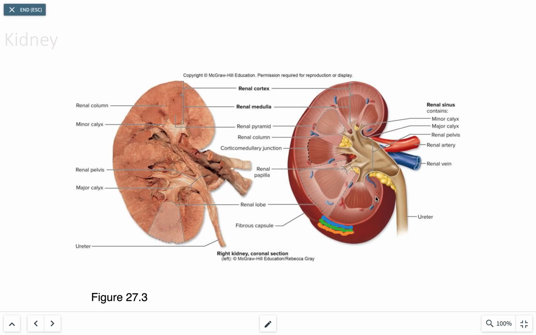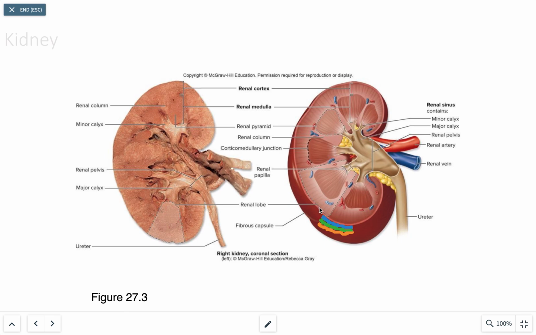So when we're looking at a coronal section of the kidney, some particular parts that we should become more familiar with is first the renal cortex. The renal cortex is the outer surface. We go all the way around, and lining the renal cortex, we'll have this fibrous capsule. With the fibrous capsule, we are going to see a series of layers, so I drew it out in different colors.